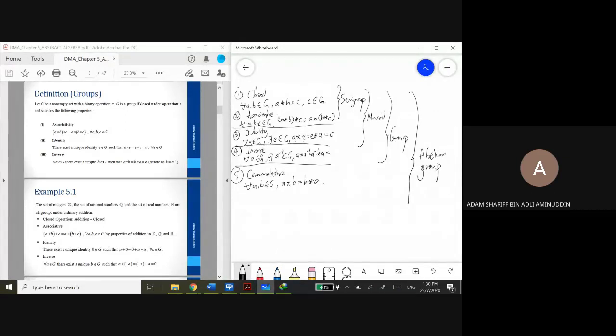I repeat, if any G satisfies closed and associative, then we call it a semigroup. A semigroup only satisfies 2. You add one more, we call it a monoid, if it satisfies identity as well, if there exists identity. If you add inverse, then you have verified that G is a group. And if you verify one more, commutative, then it is also known as an abelian group. The properties, the definition for each of the characteristics, please memorize it by heart.